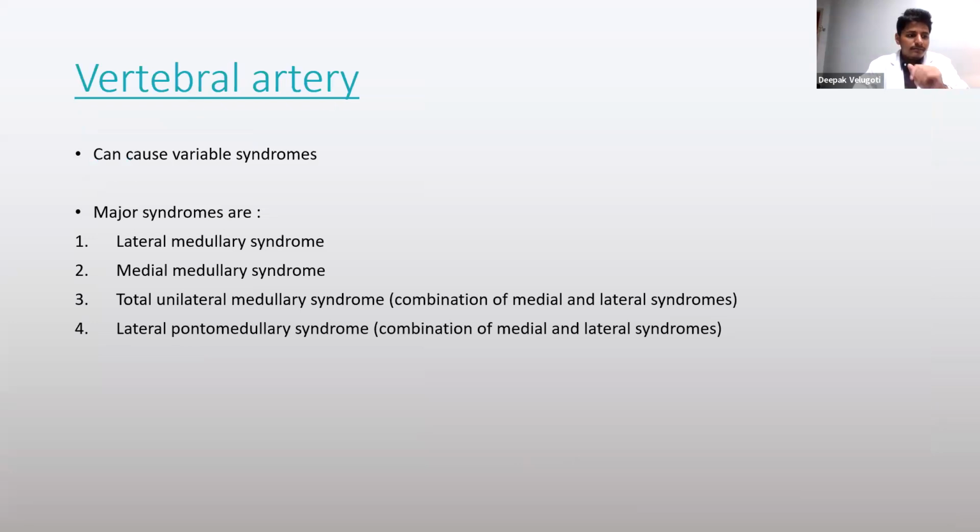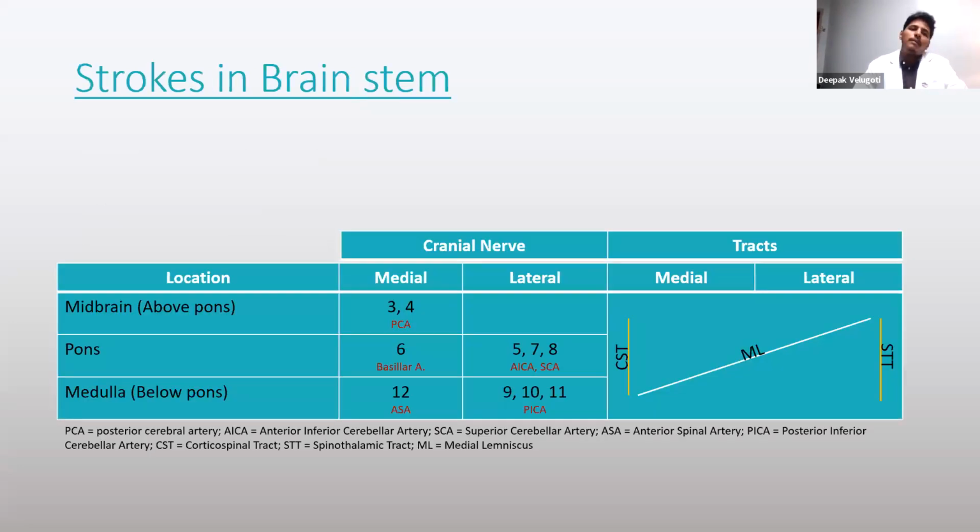And the vertebral artery. The vertebral artery has a very long course where it supplies both intracranial and extracranial structures. Occlusion of this artery has variable symptoms, out of which the medial and lateral medullary syndromes are important. And coming to the brainstem strokes, this is a short representation of cranial nerves, tracts, and the arteries involved at various levels of the brainstem.